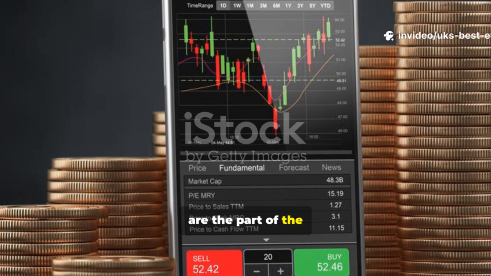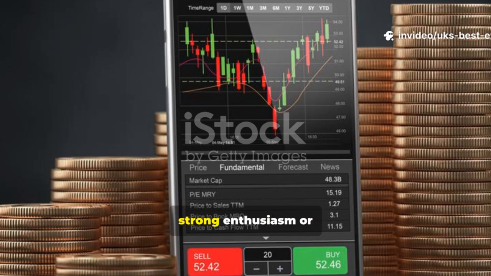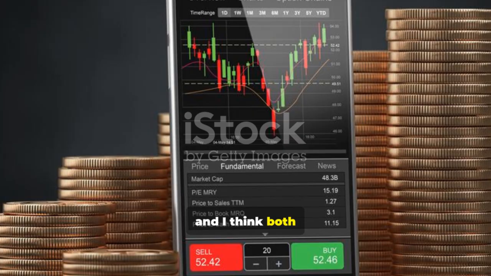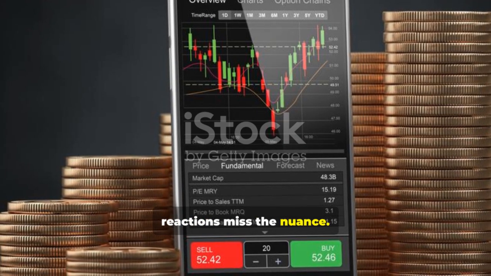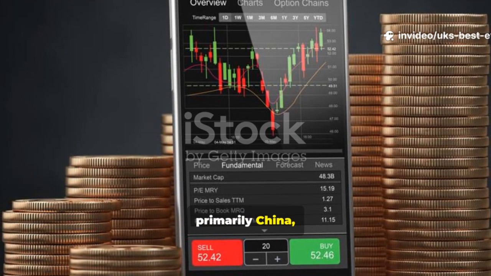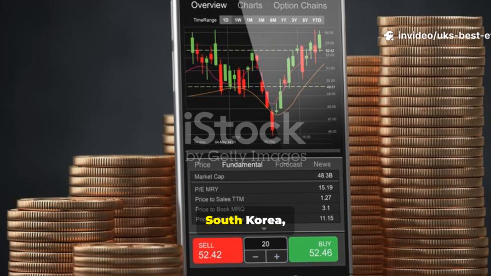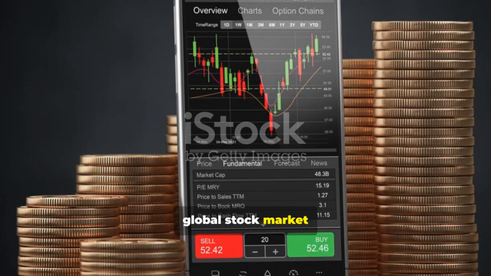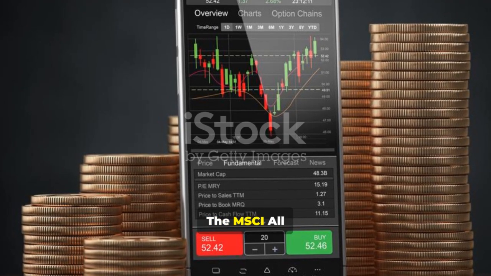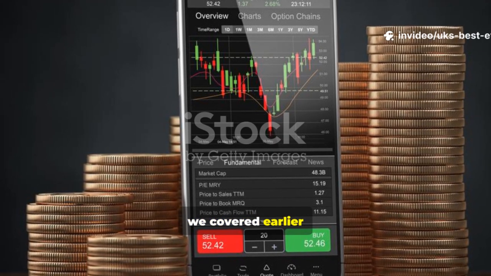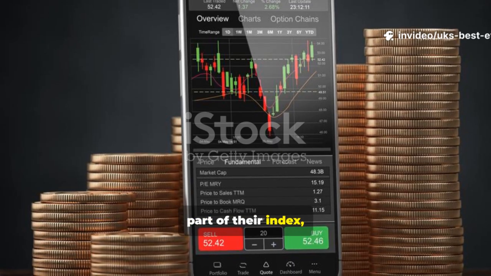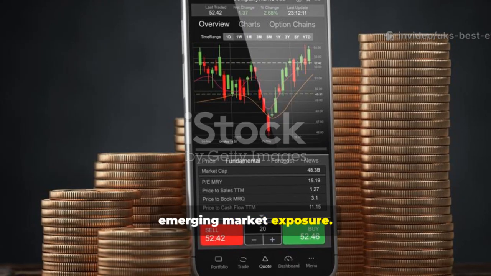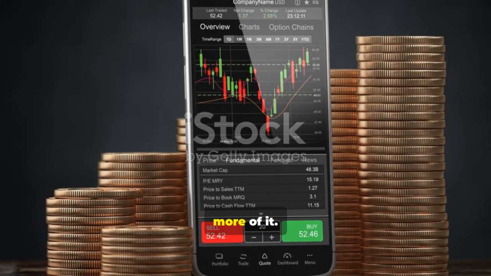Emerging markets are the part of the ETF world that tends to generate either strong enthusiasm or outright dismissal depending on who you talk to, and I think both reactions miss the nuance. Emerging markets, primarily China, India, Taiwan, Brazil, South Korea, and South Africa, represent roughly 10 to 12% of the global stock market by value. The MSCI All-Country World Funds we covered earlier already include emerging markets as part of their index, so if you hold a global fund, you already have some emerging market exposure. The question is whether you want more of it.